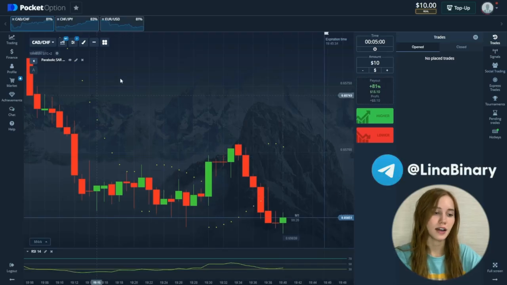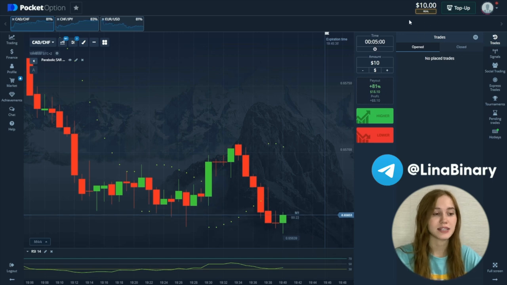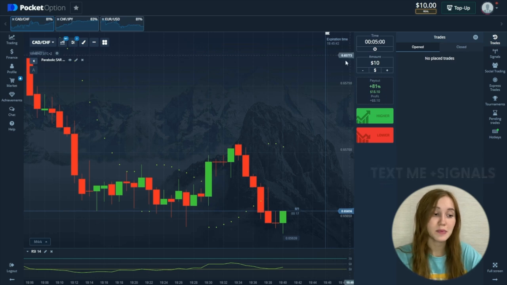Here we'll read it on the sides. These are the concepts I picked up. Our starting balance is $10 and we'll open the first deal for 5 minutes for the entire balance. Let's move on to the first concept.